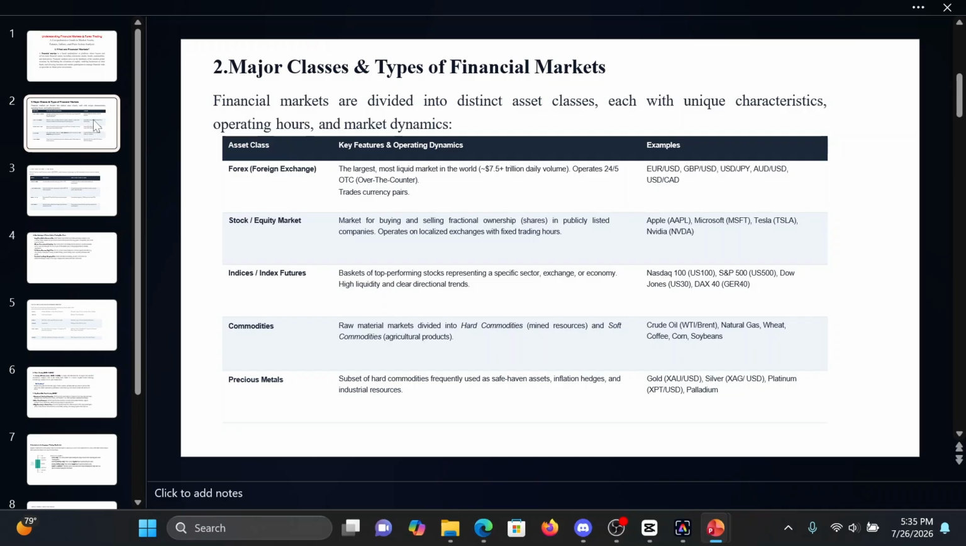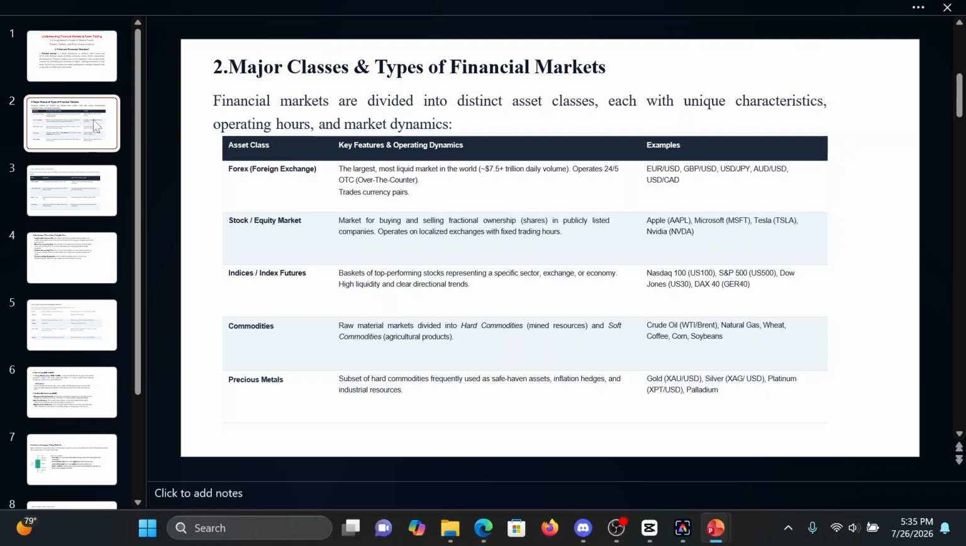Okay, so, major classes and types of financial markets. Financial markets are divided into distinct asset classes, each with unique characteristics, operating hours, and market dynamics. It's not one market, which most people know as Forex. No. Each has its own characteristics. The forex is not the same as the index, the index is not the same as the stock, the stock is not the same as the bond, and the bond is not the same as a commodity. They all have their own operating hours. They don't operate at the same time. Each has its own operating time. You get my point?